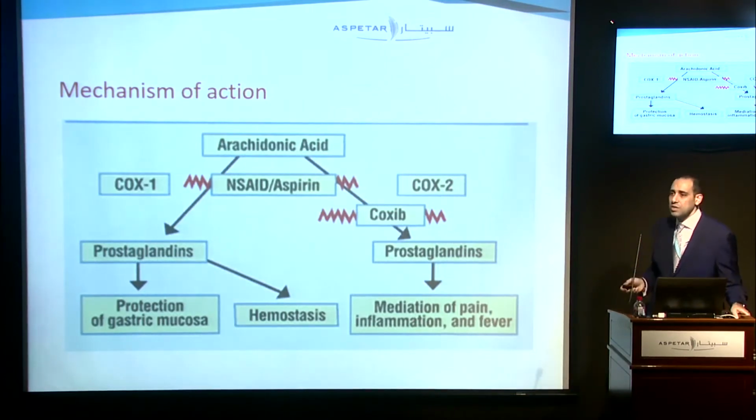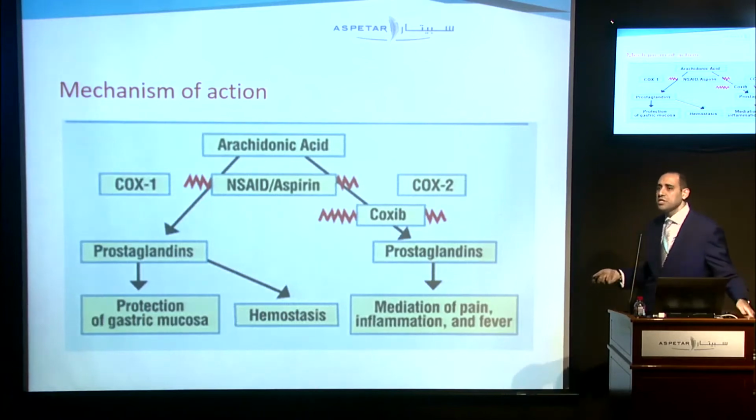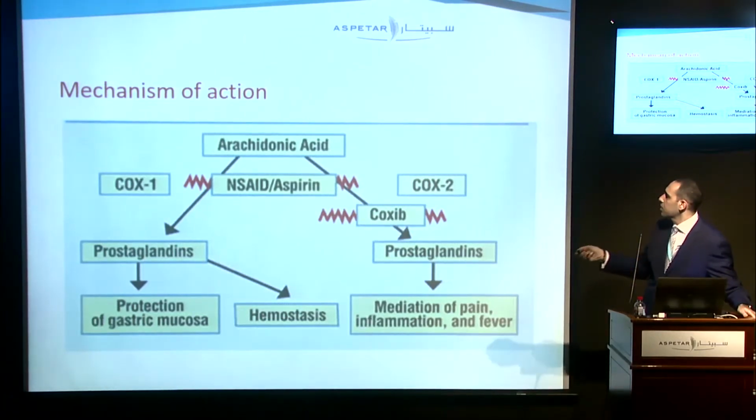But how do NSAIDs work? NSAIDs work by inhibiting, or blocking, the production of prostaglandins through the cyclooxygenase pathway. So if we receive a traditional NSAID, it will block both the COX-2 and the COX-1 enzymes. If it blocks COX-2, it will give us the desirable effect of relieving pain and inflammation, because it will stop the production of the bad prostaglandins.